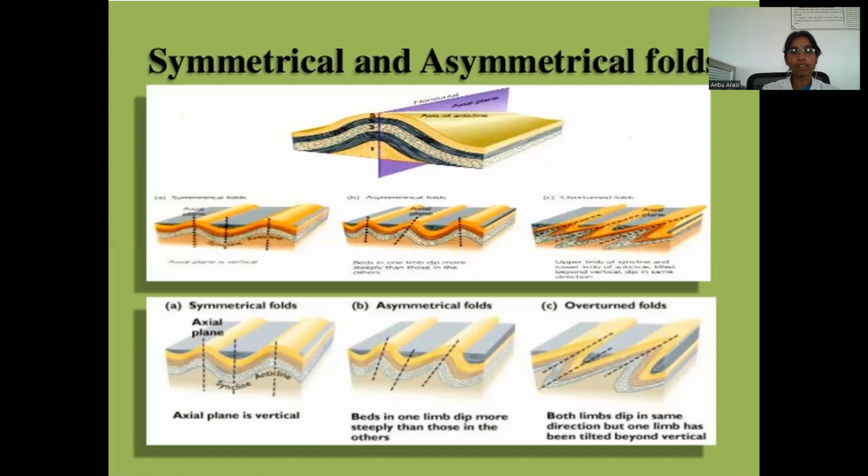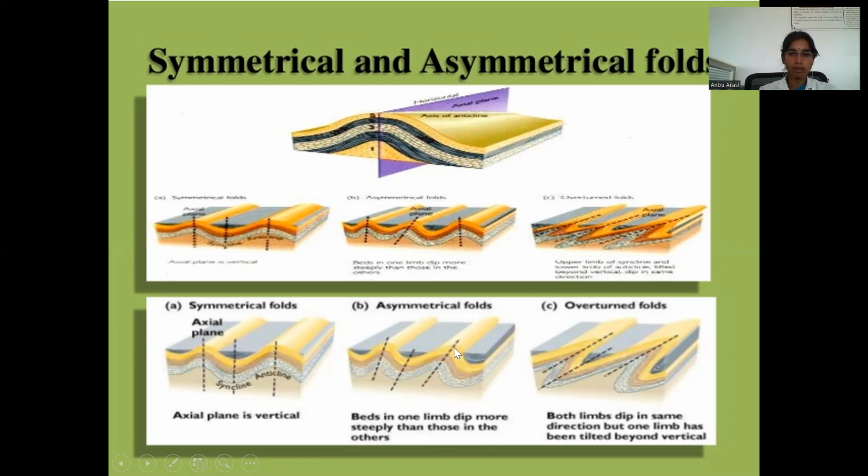This is the symmetrical fold and asymmetrical fold. It is divided into three categories. See here, this is the symmetrical fold. This is the axial plane. Here, we cut it into two equal parts. This is similar to the opposite, like a mirror. Then it is called a symmetrical fold. Next, asymmetrical fold. Beds in one limb dip more steeply than those in the other.